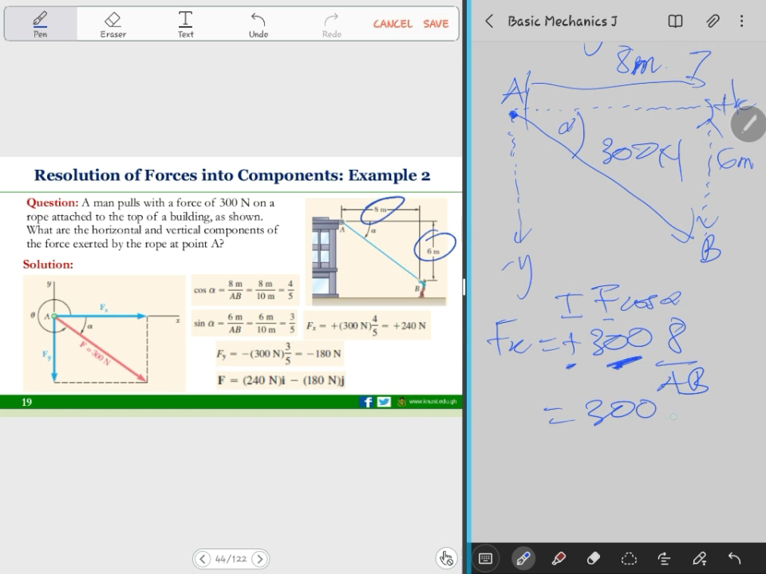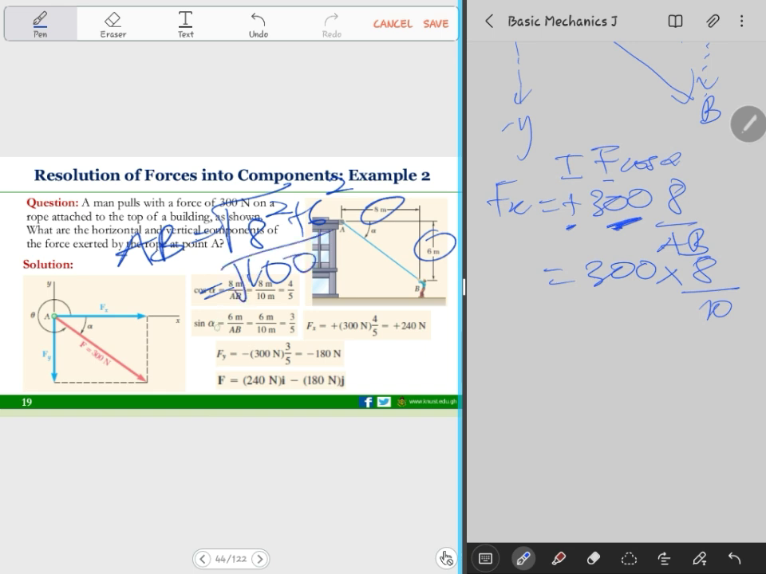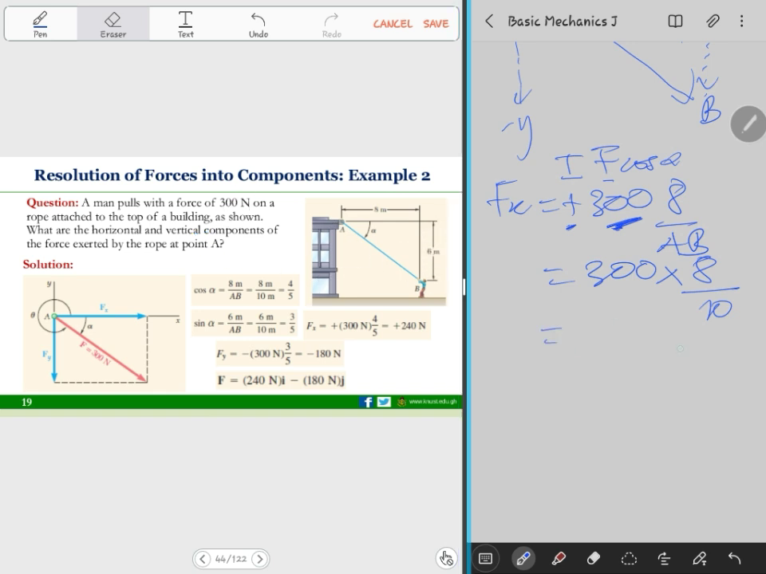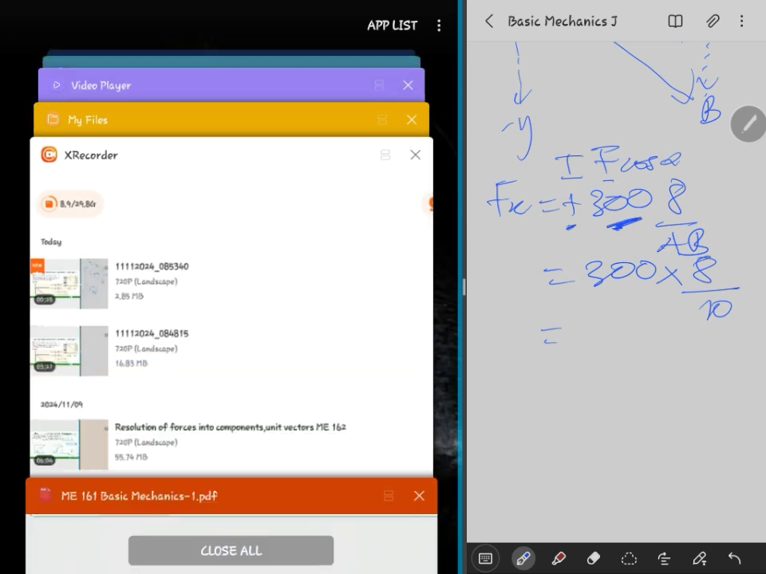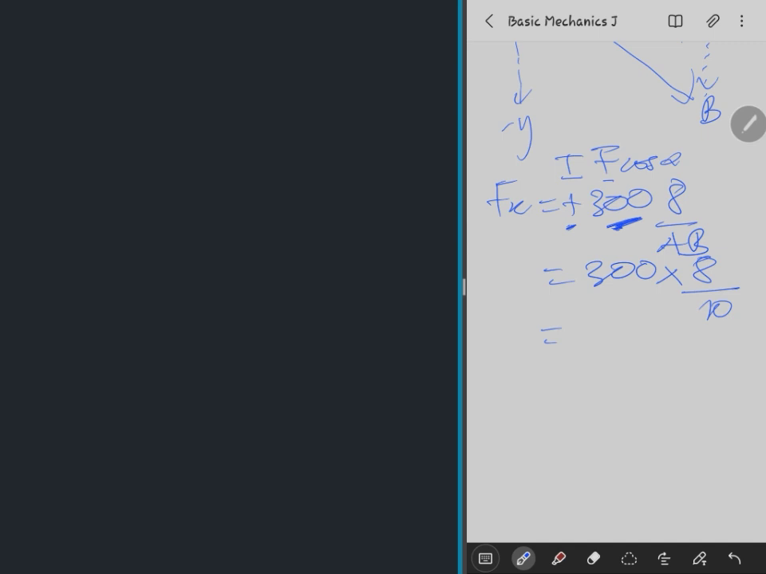So 300 times 8 on AB, and we know AB to be 10, because that's how it will be. AB will be equal to the square root of 8 squared plus 6 squared. It gives us the square root of 100, which is 10. So that's our AB, it is 10. That will give us our Fx. So let's see. Yeah, this is 10.